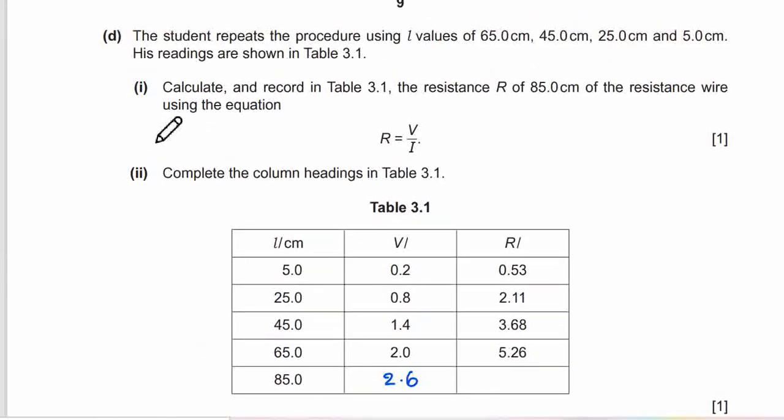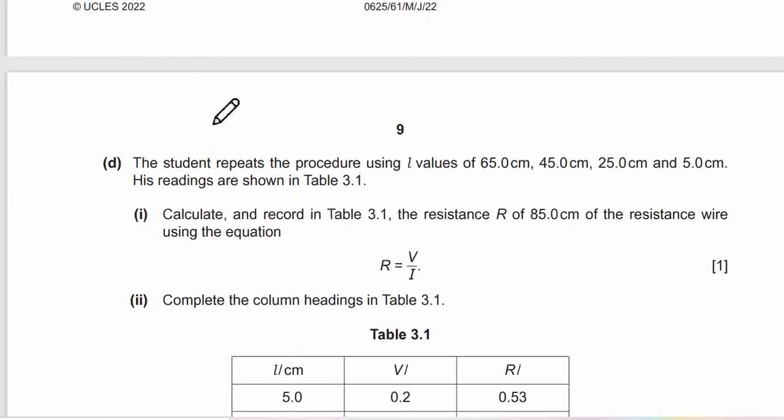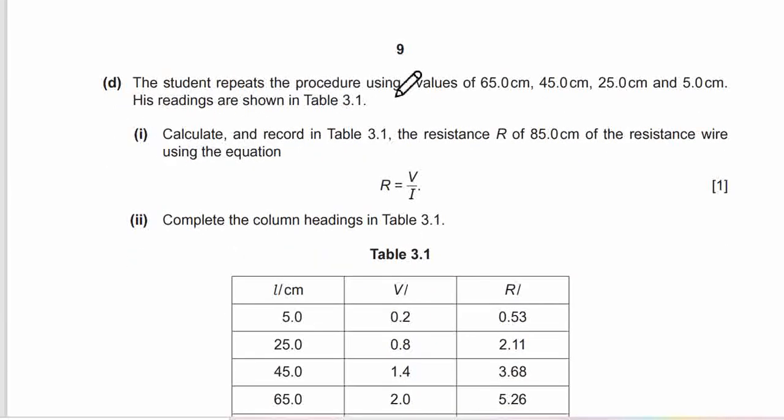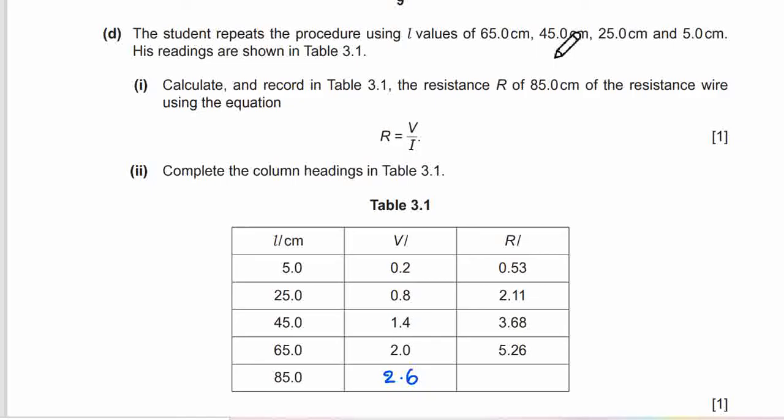Question D now. The student repeats the procedure using L values of 65, 45, 25, and 5. So this is the data. His readings are shown in table 3.1. Calculate and record in table 3.1 the resistance for 85 cm of the resistance wire using the equation R equals V over I, where I is the current, V is the voltage, R the resistance. Complete the column headings in table 3.1.